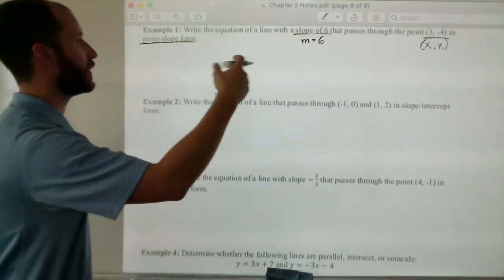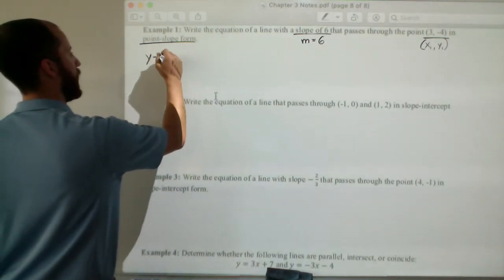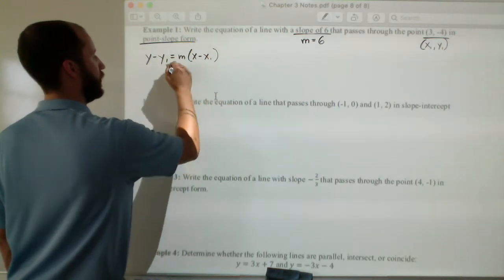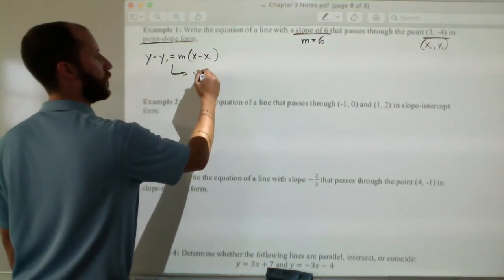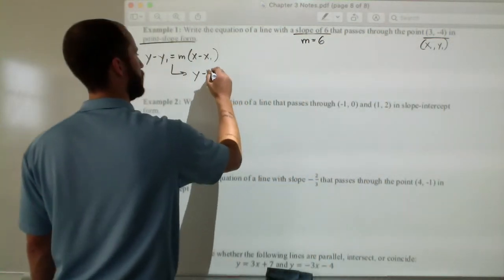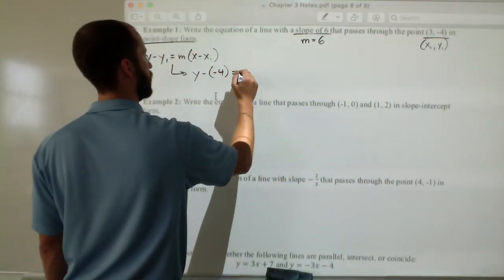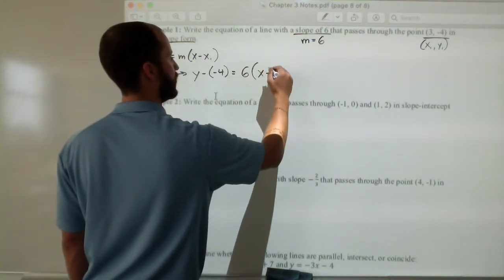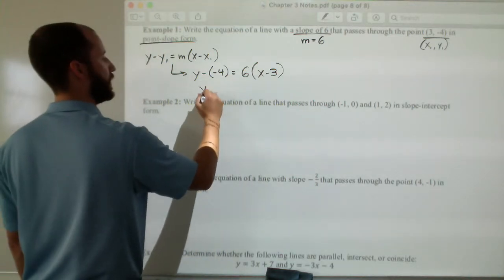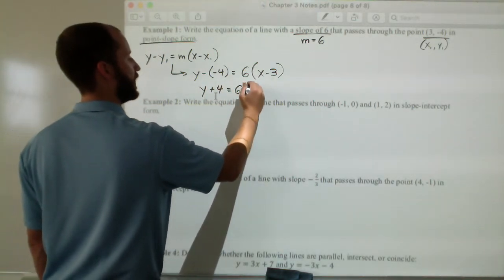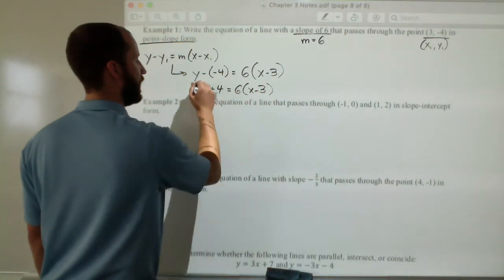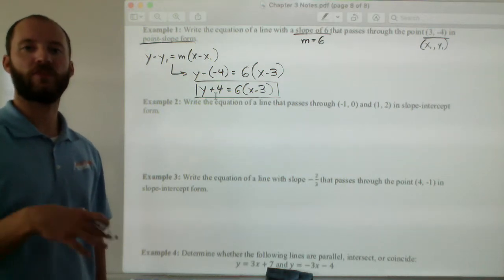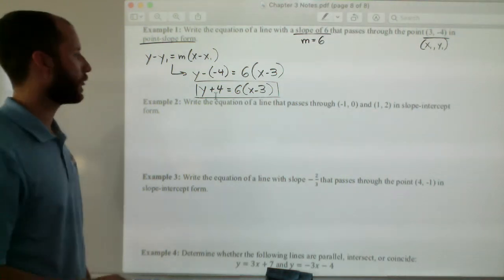They gave you the slope. They gave you a point. So y minus y1 equals m(x minus x1). Let's go ahead and fill that all out. y minus our y1 value, which is -4. m, our slope, is 6. x minus x1, which is 3. Clean this up just a little bit: y plus 4 equals 6(x minus 3). And you are done. Don't do anything more than you have to. Just answer the question that's being asked.